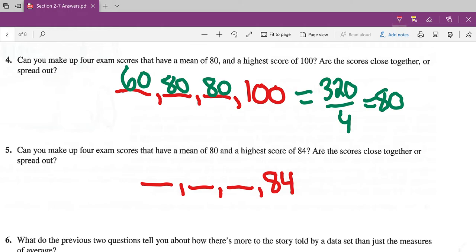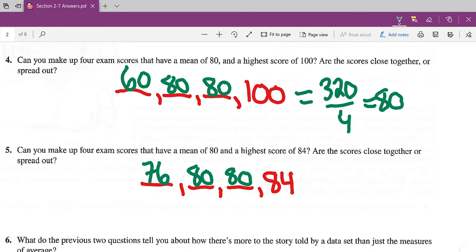This would be a good time to pause for a moment and see if you can come up with some numbers that work. Like I said, it's kind of a fun puzzle. Hopefully you are unpausing and you've come up with some answers that work. I think the easiest ones for me to come up with are 76, 80, 80, and 84. Going back to question number 4, they ask if the scores are close together or spread out.